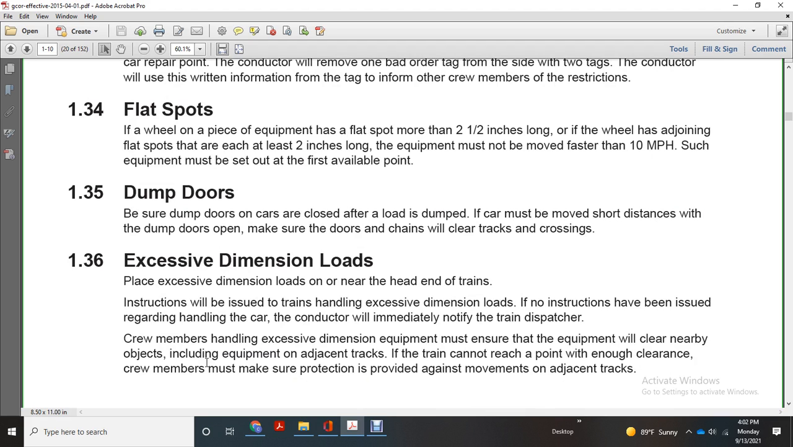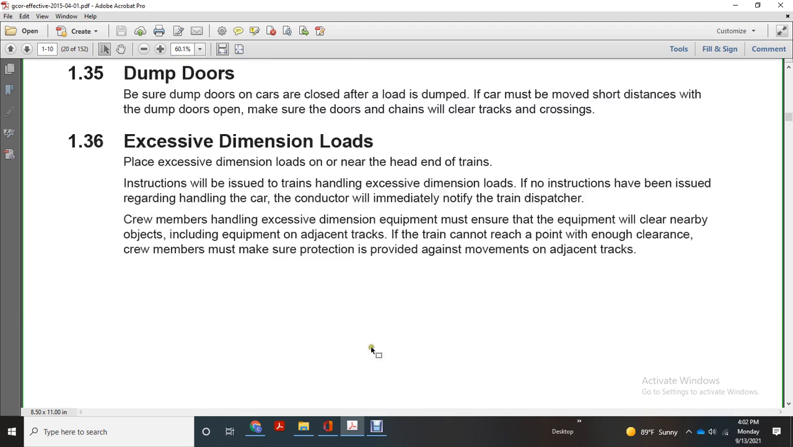Excessive dimension: except for the dimension of the head of the train, a train handling excessive dimension equipment will be issued instructions. The conductor must immediately notify the train dispatcher, and crew handling equipment with excessive dimension must make sure the equipment clears by name or by objects adjacent to traffic. If the train cannot reach a point with enough clearance, crew members must make sure protection is provided against movements on adjacent tracks.